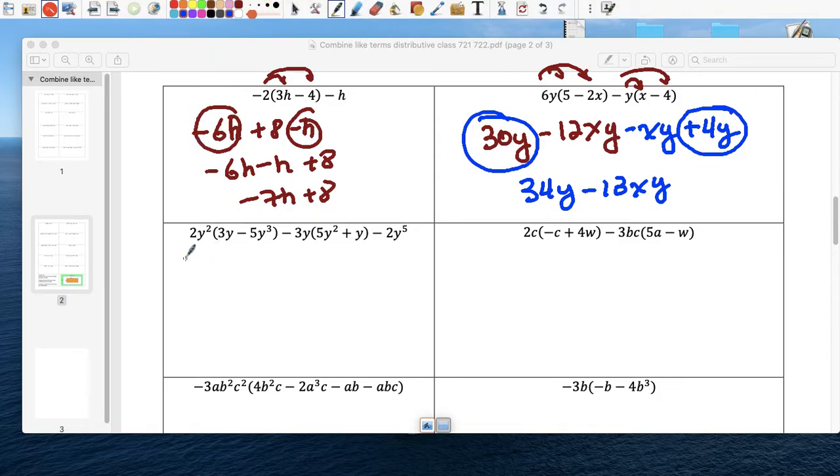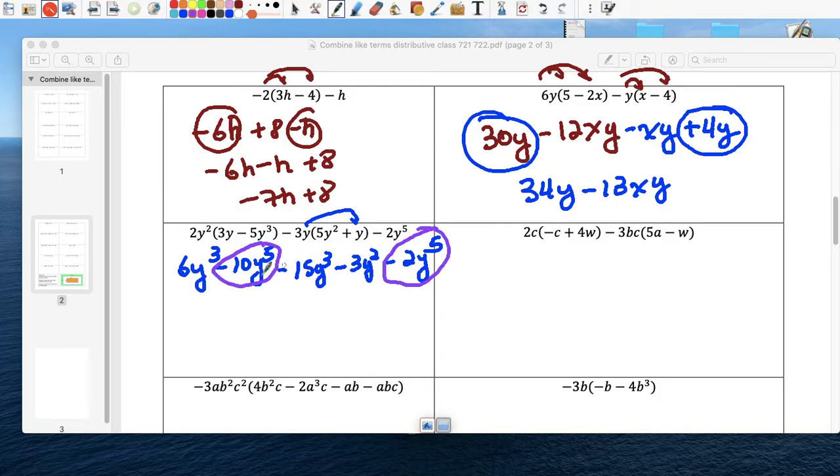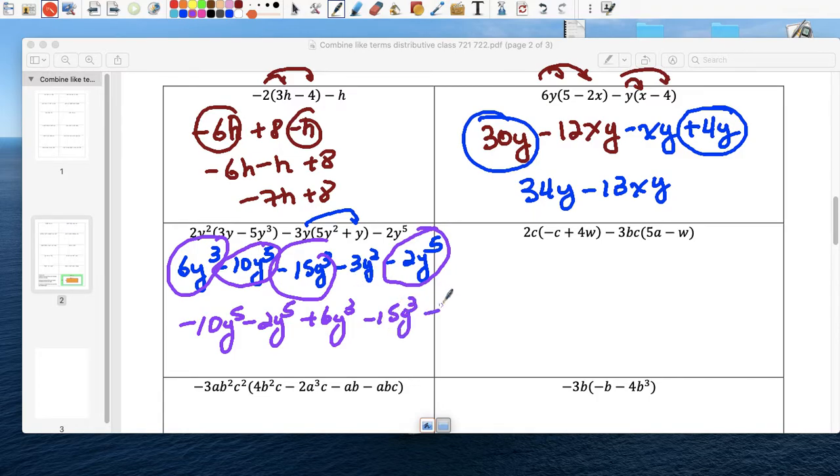All right. Next one. 6y cubed minus 10y fifth. Remember, we're adding the exponents. Minus 15y cubed, and then this one is negative 3y squared, and then minus 2y to the 5th power. Like terms, this one fell over here. This one fell over here, it's negative 10 and then negative 2, so I'll write it out. Negative y5 minus 2y5. And then the cubes, plus 6y cubed, minus 15y cubed, and lastly, negative 3y squared, which is not going to do anything, so I'll just write it ahead.